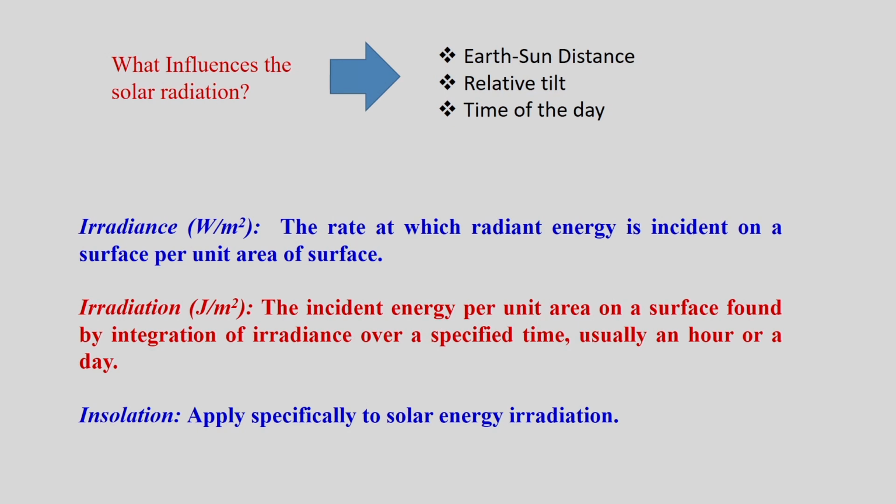And of course, we define irradiance and irradiation. Irradiance is the rate at which radiant energy is incident on a surface per unit area of the surface, and irradiation is what we get when we integrate this irradiance over time. Sometimes we also use insolation. The terminology insolation applies specifically to solar energy irradiation. These terminologies are used in most cases when we deal with radiation studies.